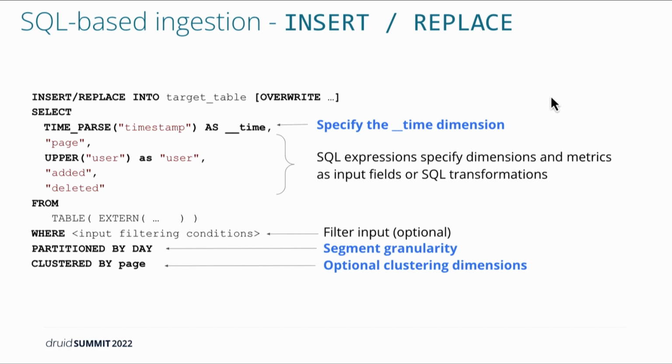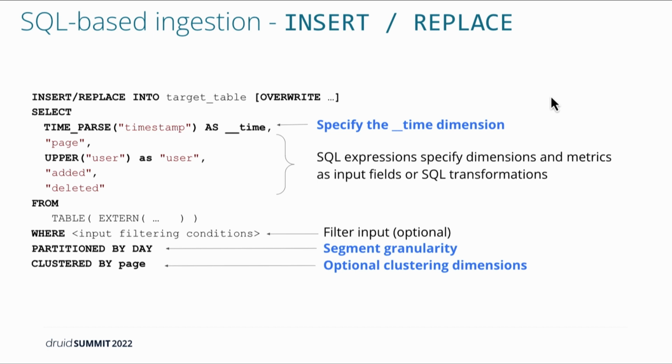And so you specify some SQL expression that takes the input field, in this case a timestamp field, and parses it into a timestamp data type. It can be really any SQL expression that results in a timestamp data type based on the input fields. That's followed by dimensions and metrics that are expressed also as SQL expressions to process the data a little bit at ingestion time, do some transformations, or just to take the input fields directly and put them into the target data source.